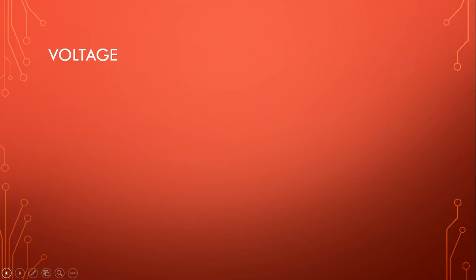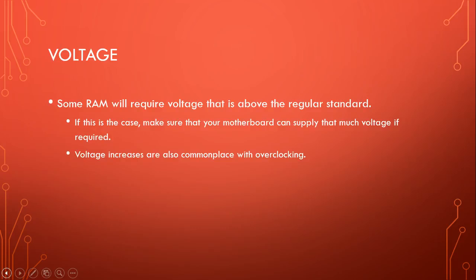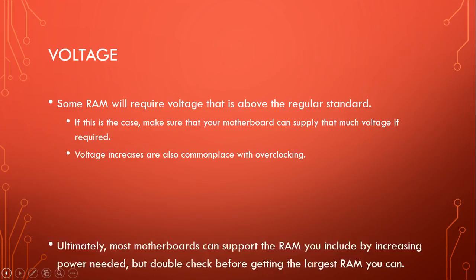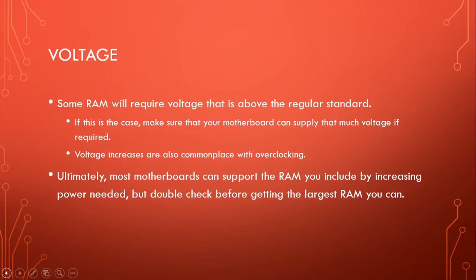All right, one of the last things to talk about before we start wrapping things up is voltage. Some RAM will require voltage that is above the regular standard. If this is the case, make sure your motherboard can supply that much voltage. Voltage increases are also commonplace with things like overclocking, so if you start overclocking your components, this is something you may want to look into. Ultimately, most motherboards can support the RAM you include by increasing the power needed, but make sure you double check before getting the largest RAM.